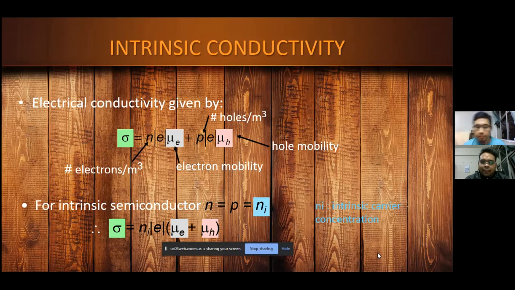For intrinsic semiconductors, every electron promoted across the band gap leaves behind a hole in the valence band. Thus, n equals p equals n_i, which is the intrinsic carrier concentration. So the finalized equation for electrical conductivity is given by sigma equal to n_i e times mu_e plus mu_h. Okay.